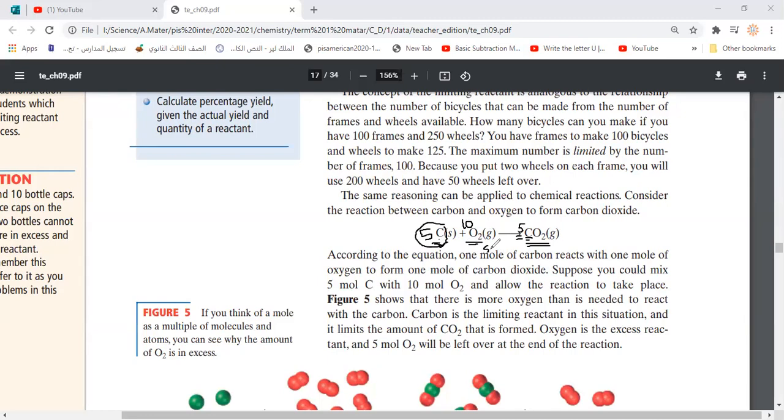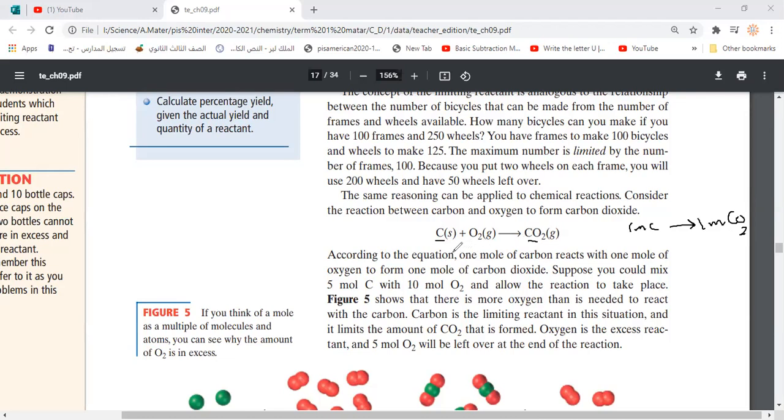Again, one more time. Look at me carefully, guys. Let's erase this and start here. We said, regarding this equation, 1 mole of carbon produces how many moles of carbon dioxide? 1 mole of carbon produces 1 mole of carbon dioxide. How could we know? Because here there is no coefficient, which means 1, and here also no coefficient, that means 1. Okay?